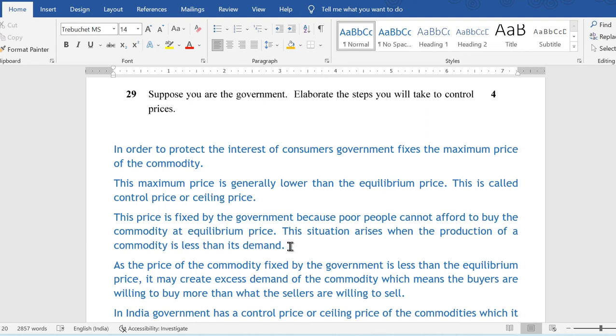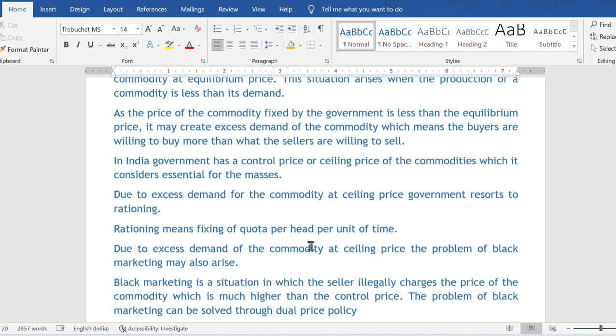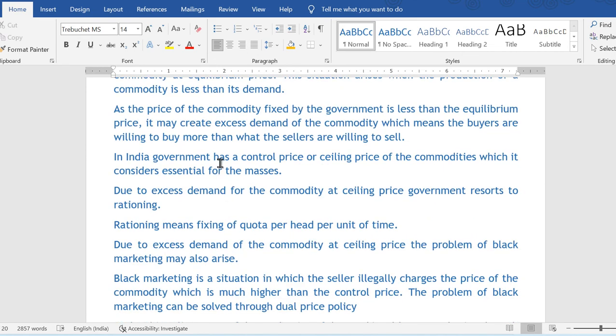The situation arises when the production of a commodity is less than its demand. As the price of the commodity fixed by the government is less than the equilibrium price, it may create excess demand of the commodity, which means that the buyers are more willing to buy than what the sellers are actually willing to sell. In India, the government has a control price or a ceiling price to the commodities, which it considers essential for the masses.